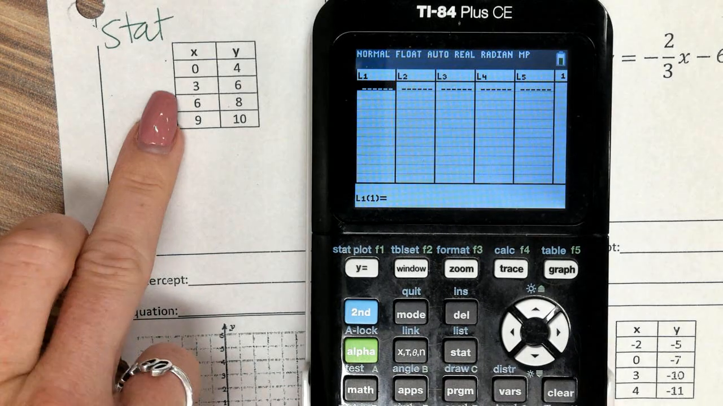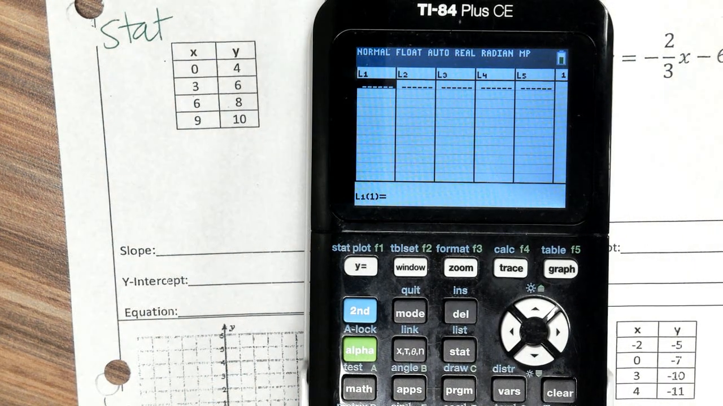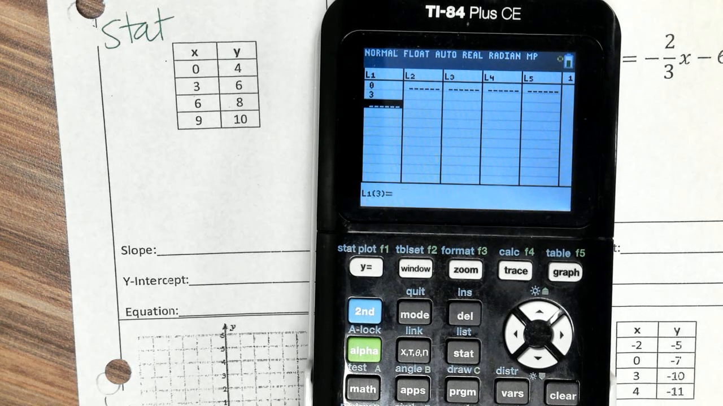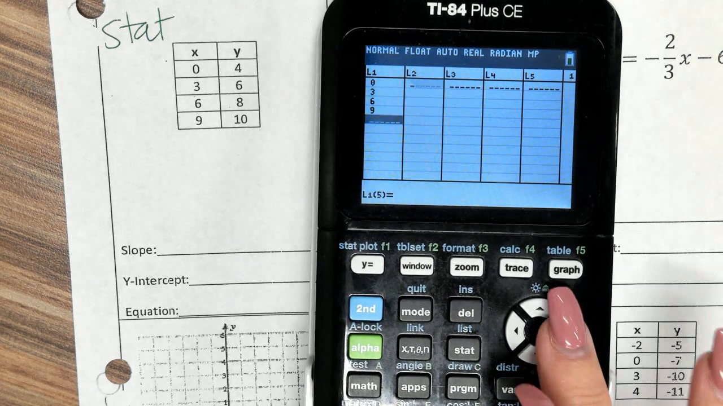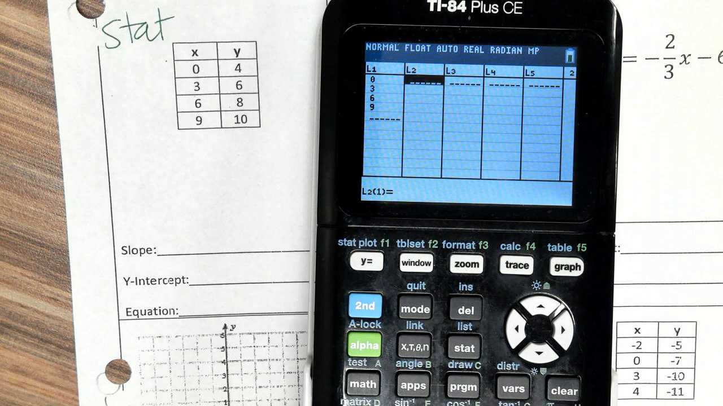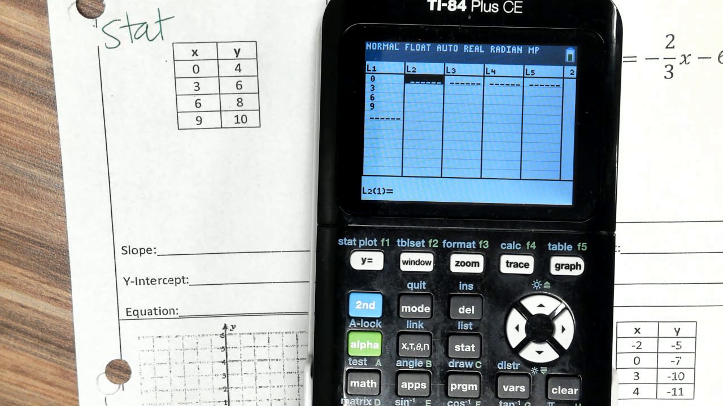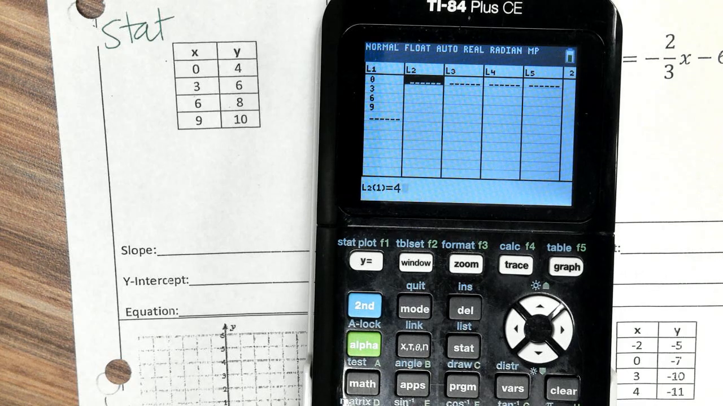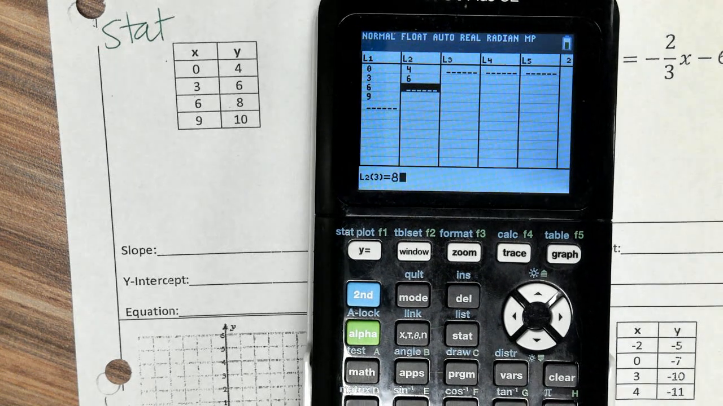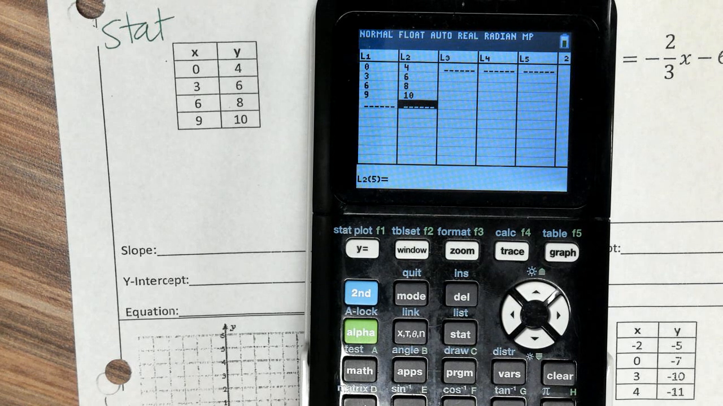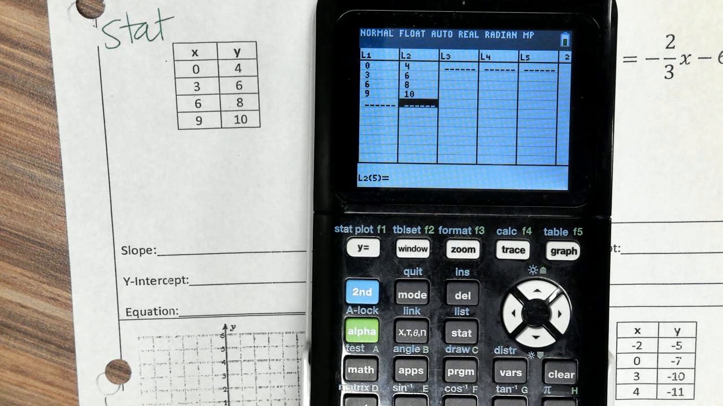Okay? So we're going to type in the X's for L1. So 0, enter. 3, enter. 6, enter. And 9. You can, but there's no need to be in any type of mode today. All right, go to L2, type in 4, 6, 8, and 10. Does anybody have questions on how to type it in stat?